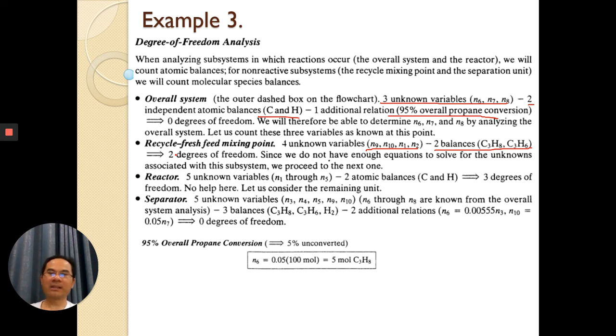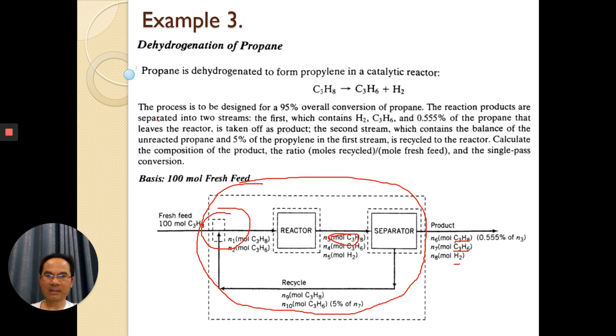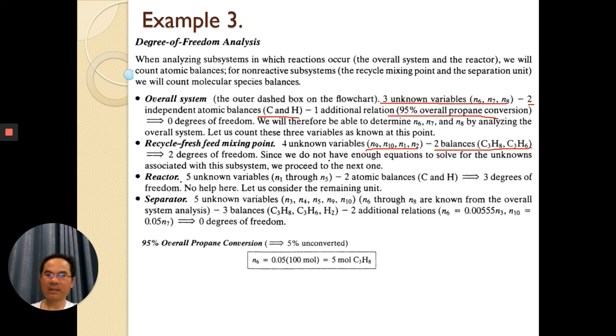The next step, you consider the reactor. For the reactor, we have N1, N2, N3, N4, N5. 5 unknowns. If you consider the atomic balance, we have 2 atomic balances, carbon and hydrogen, and also 3 degrees of freedom. You cannot solve for N1 to N5 for this case. And okay, the next step, you check the separator.